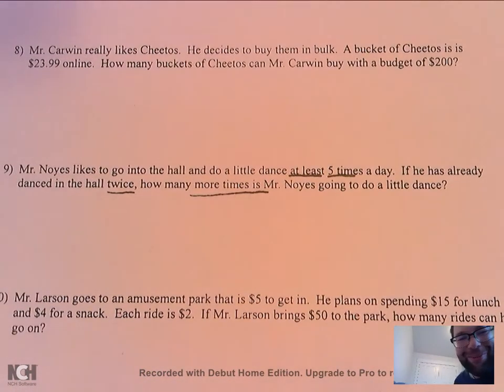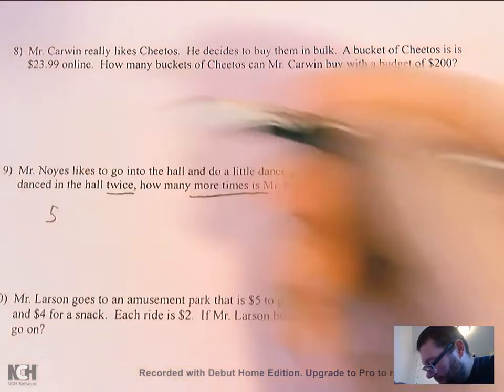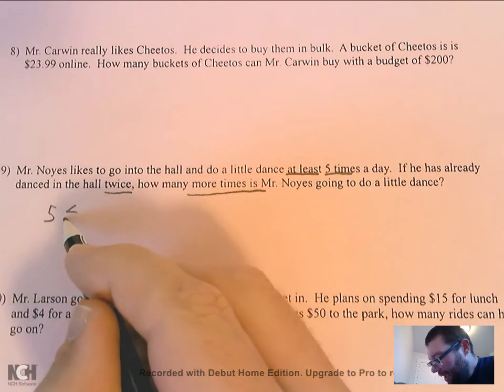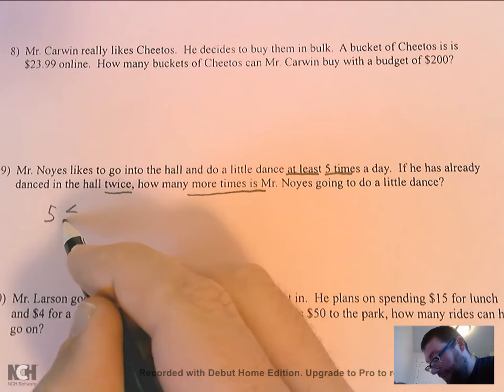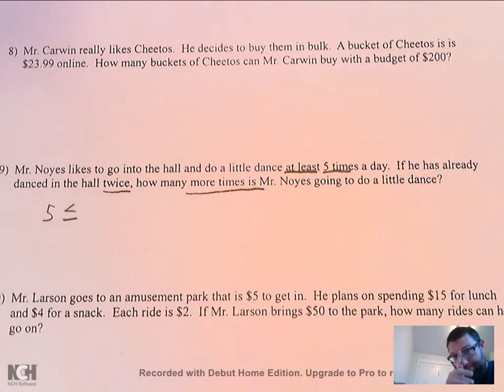So this is a really simple one, but let's talk about it. So he wants to do it at least. So at least means it's going to be equal to, right? At least 5 times a day. So it needs to be more than 5 times a day. 5 times is the minimum that he's going to do it. So it's going to eat the other direction, but it's at least 5, so it can equal 5. As long as he's done at least 5 times, he's good.